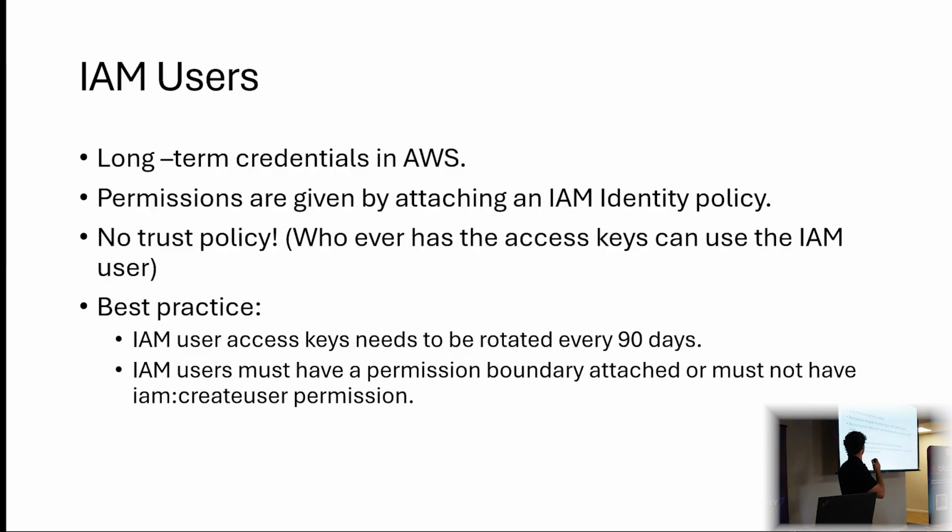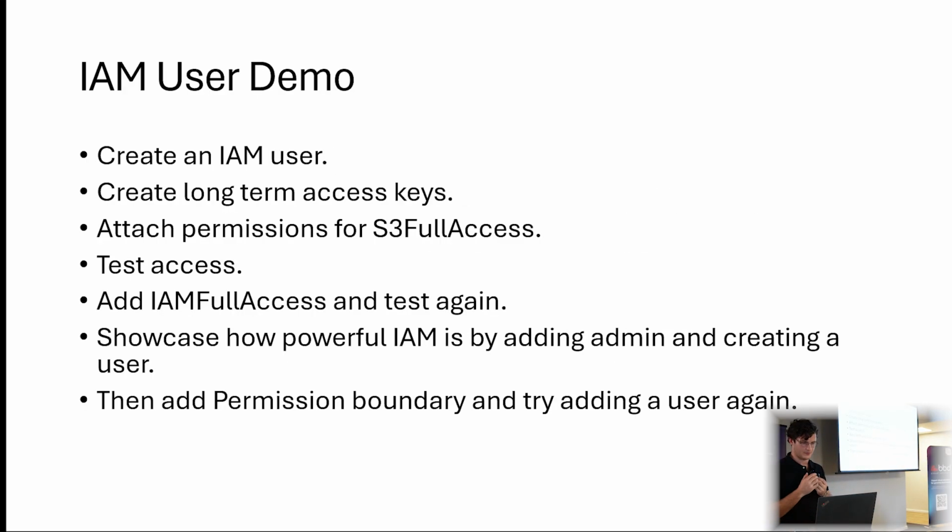Okay, just a noteworthy point there, no trust policy on an IAM user. Okay, so that'll make a bit more sense when we go to the demo. So we're going to go in the console, we're going to create a user, right? We're going to attach a permissions policy to that user with a set of permissions for S3. Then we're going to go and test our access out in the AWS CLI, add more permissions, and then test things out with a permission boundary.